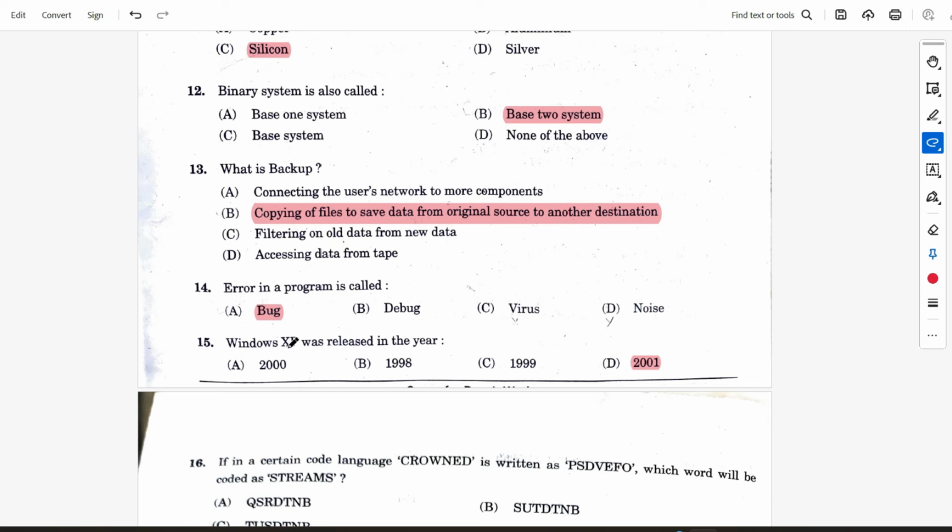The 15th one: Windows XP was released in the year? If you have general knowledge of this, you can directly answer this question in 10 to 20 seconds. So 2001 is the right answer, option D.